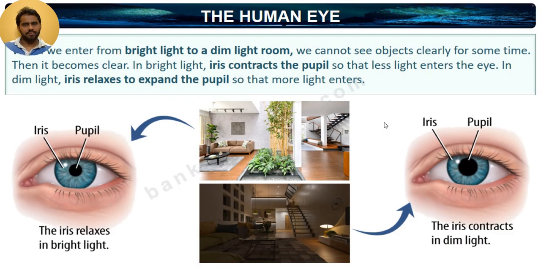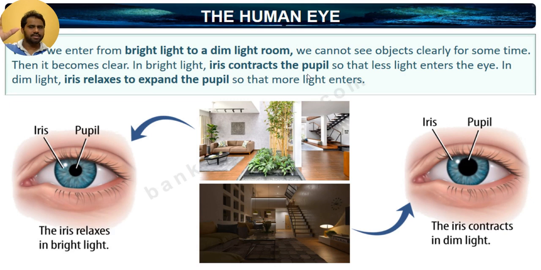Let us move ahead. What happens when we enter from a bright room to a dim light room? We cannot see objects clearly for some time, then it becomes clear, because our eyes are still adjusting to that light. In bright light, the iris contracts the pupil.